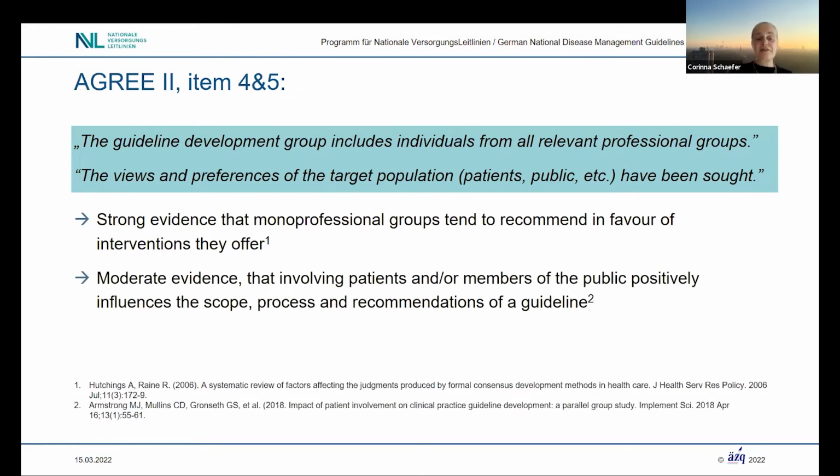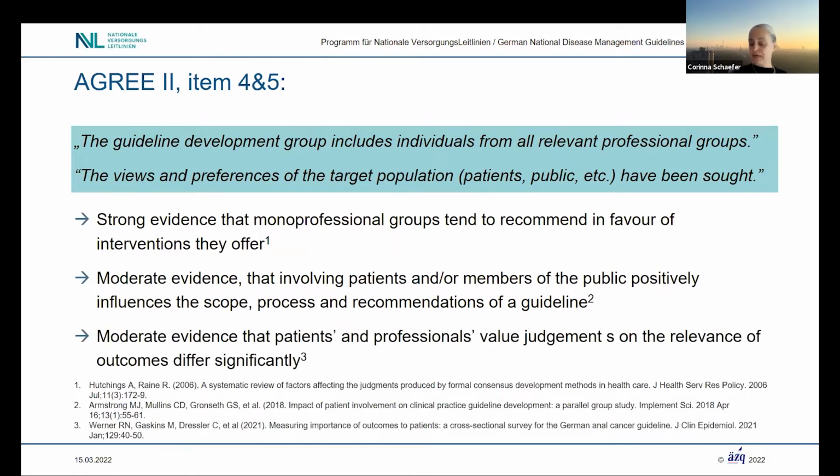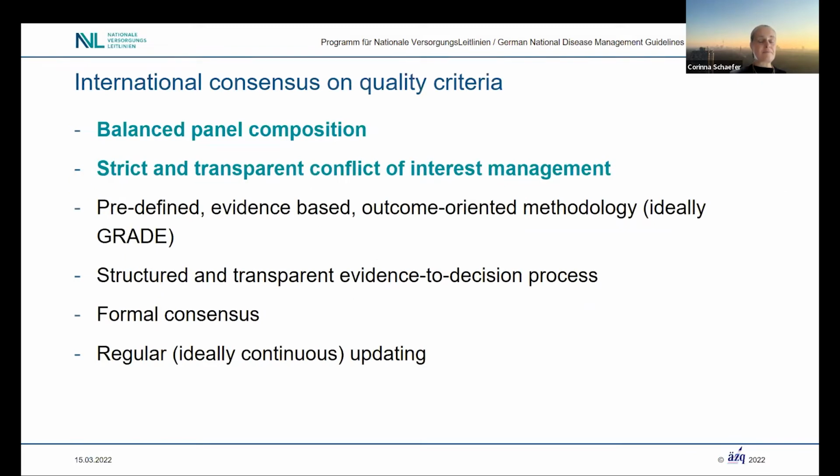Second, we have moderate evidence that involving patients and/or members of the public positively influences the scope, the processes, and the recommendations of the guideline. And third, we have moderate evidence that patients' and professionals' value judgments on the relevance of outcomes differ significantly. So you would basically want guidelines that matter to patients. This is why it's important to have them on the panel.